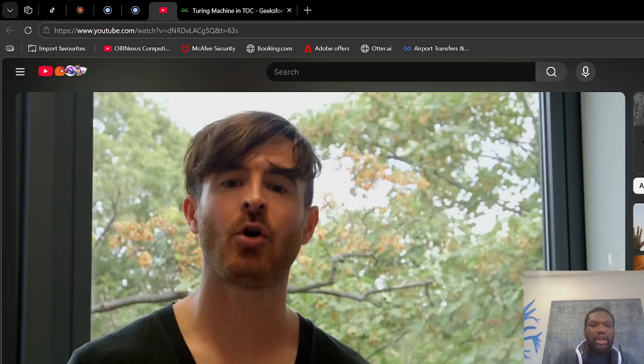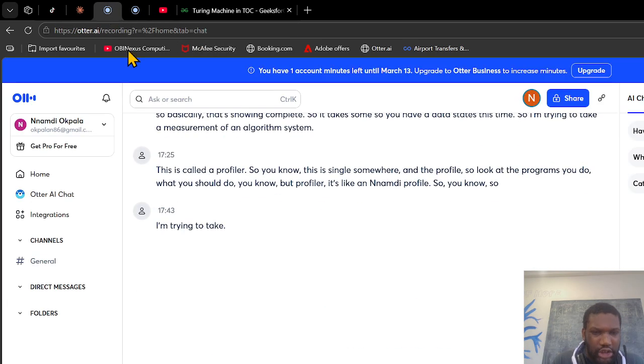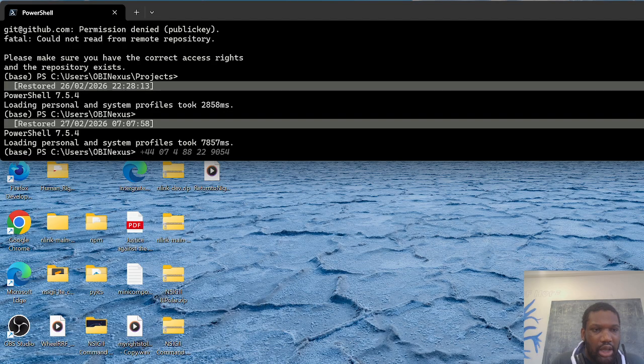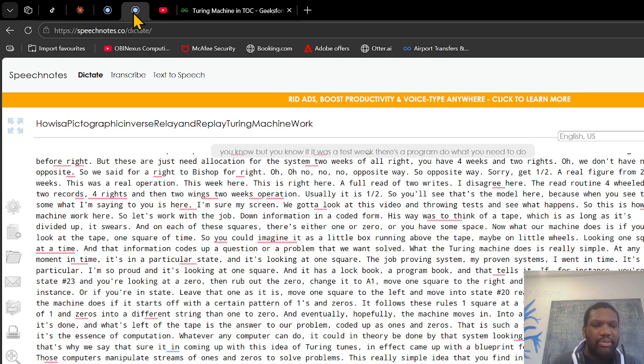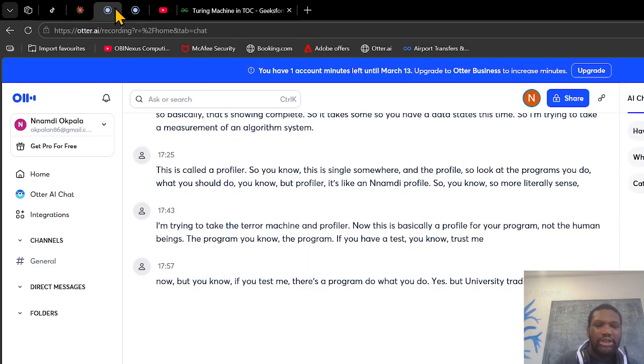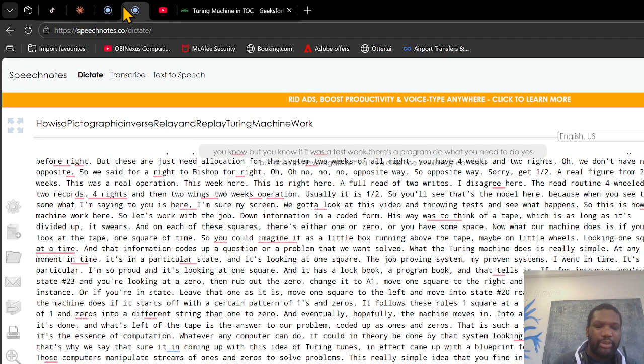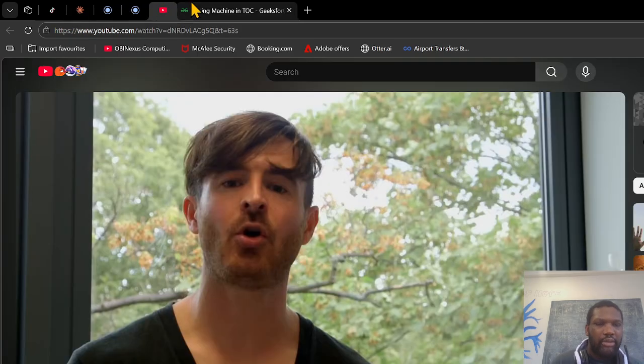If you think about it more literally, I'm trying to take the Turing machine and look at a profiler. This is a profile for your program, not the human beings, the program. If you have a test suite, does the program do what it needs to do? Yes. But does the system agree that it needs to do what it needs to do? It's a symbiotic contract between the program and the system itself.